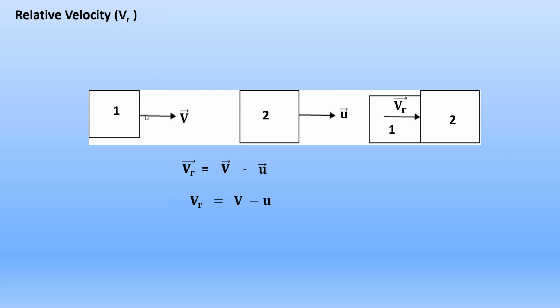Here we have the first body moving with velocity V bar, and the second body moving with velocity U bar. V bar is the velocity of the first body, U bar is the velocity of the second body. Both are in moving condition. Here V bar is called the absolute velocity of the first body.